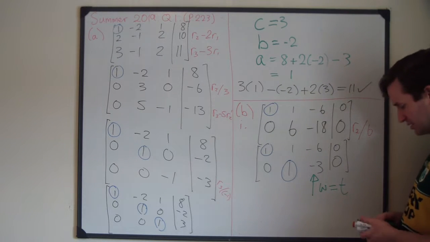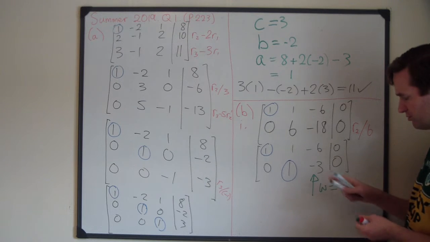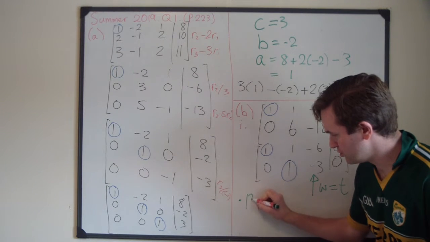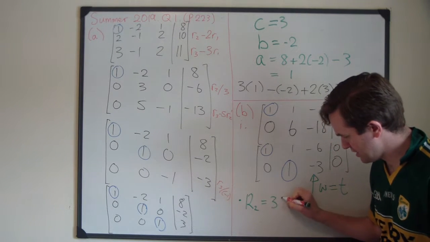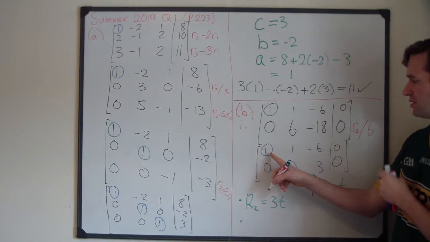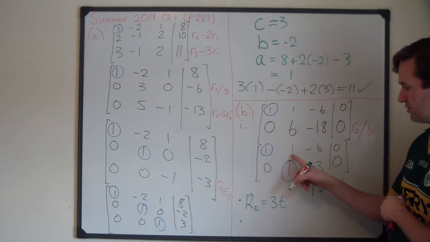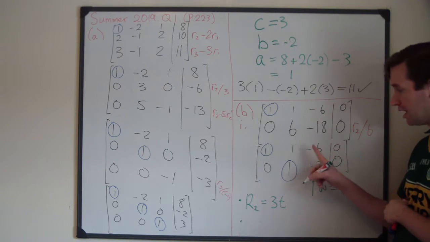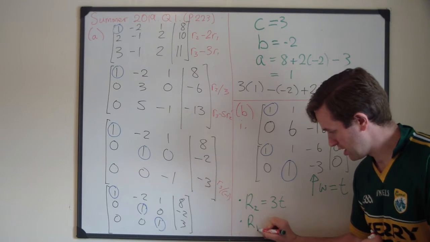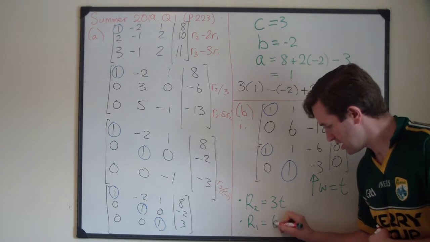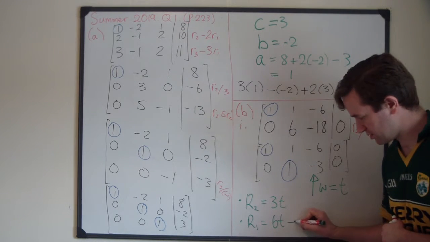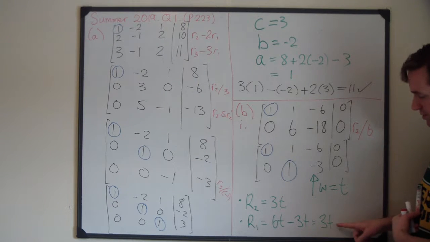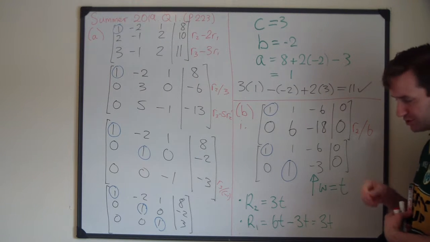Okay, so now let's do the rest of this. So this is R2 minus 3t equal to 0, so add the 3t to both sides and you get R2 is equal to 3t. And the other one here, R1 minus 6w is equal to 0. Add the 6w to both sides, that's 6t. Take away R2, so you end up with R1 is equal to 6t minus 3t, so you get 3t. So the solution is R1 is 3t, R2 is 3t, and W is t.